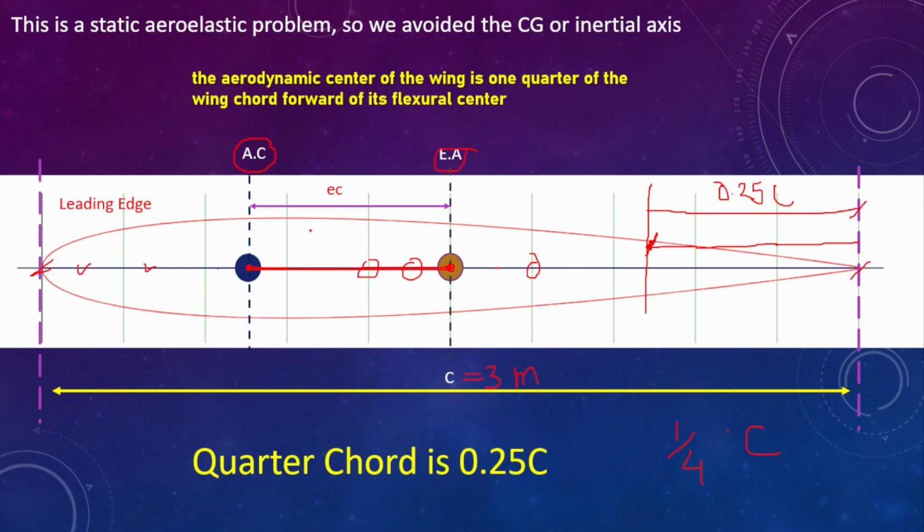Okay, I hope you understood this term. The aerodynamic center of the wing is one quarter chord forward of the flexural center. That means I have to go quarter chord forward from this distance horizontally.